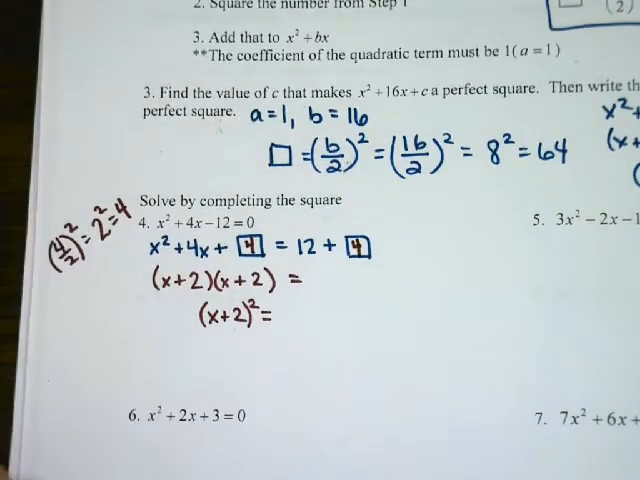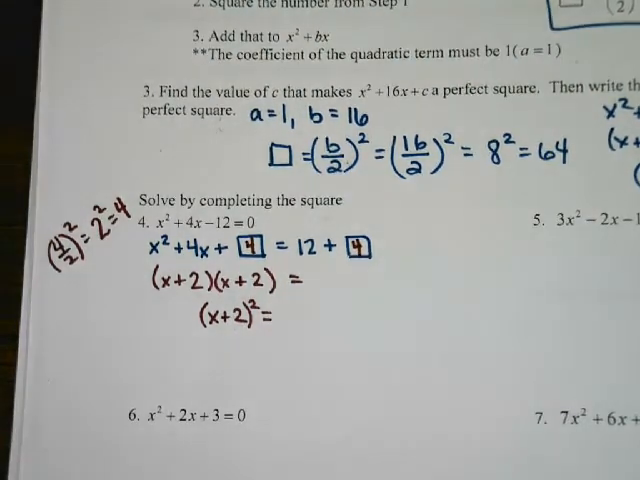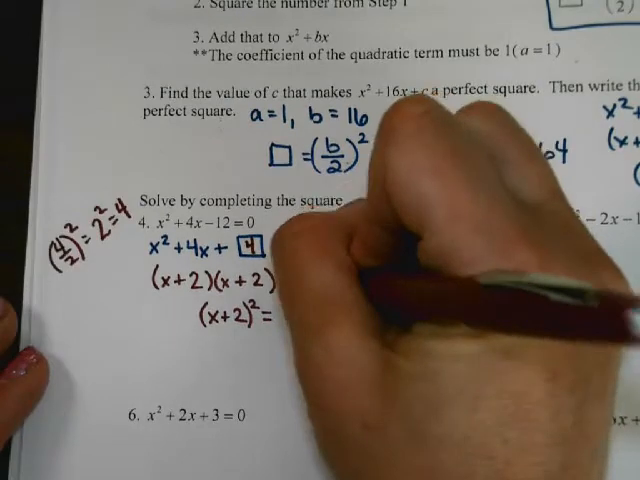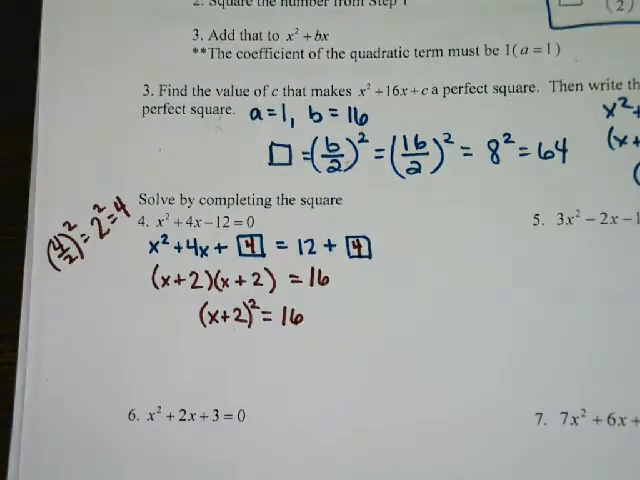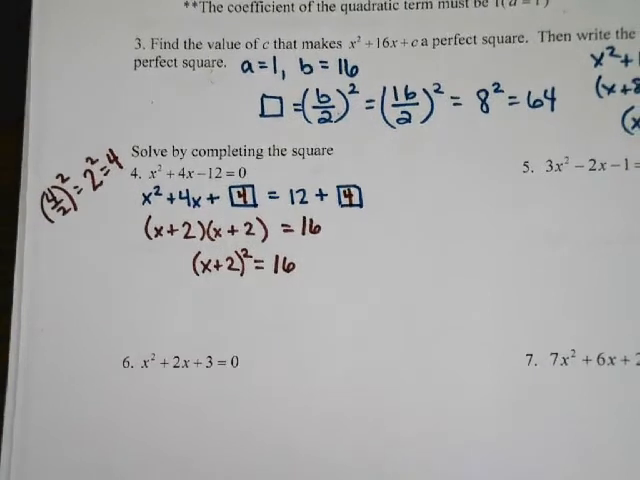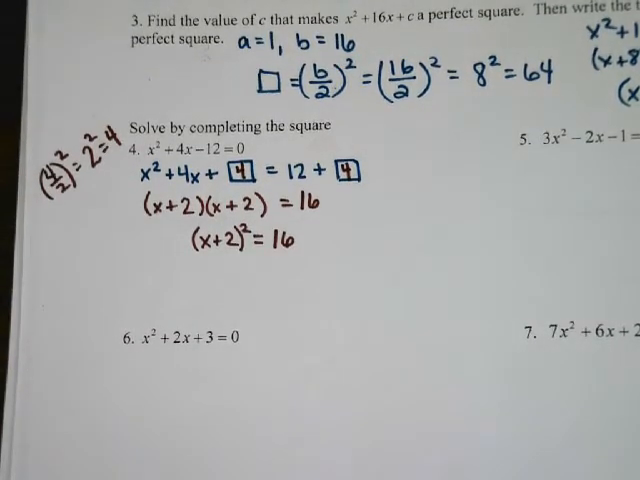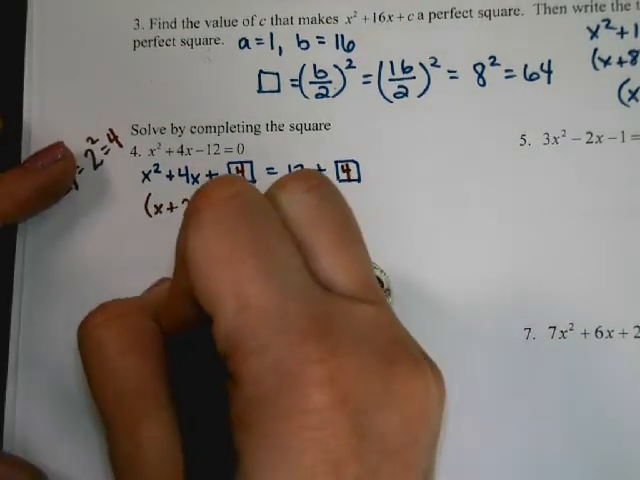And what's going on with the right-hand side? What's 12 plus 4? 16. Okay, how do I undo things that are squared? Take the square root.